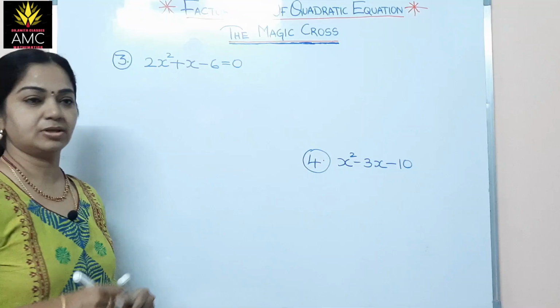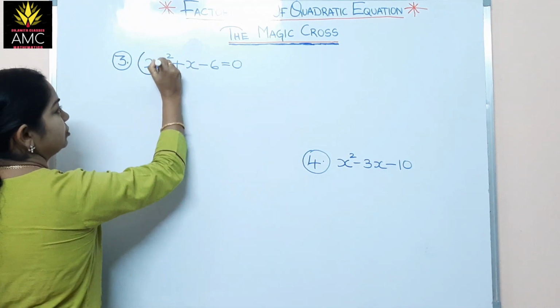Please note it down. So 2 here, how can I write 2?